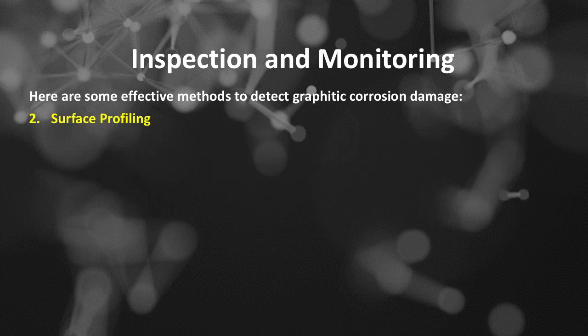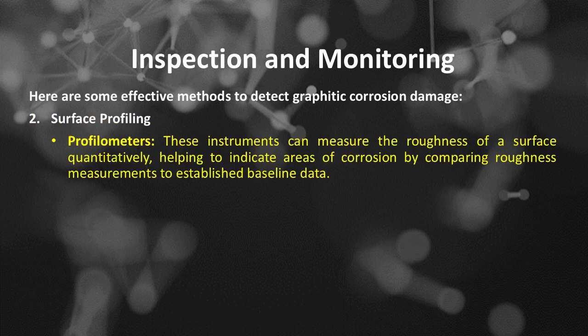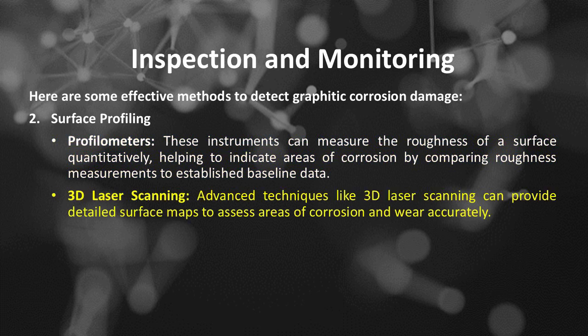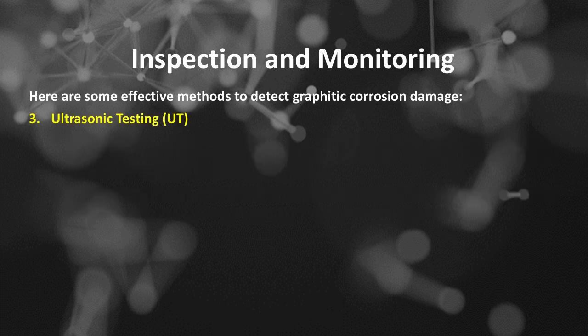Number 2 is surface profiling. Profilometers. These instruments can measure the roughness of a surface quantitatively, helping to indicate areas of corrosion by comparing roughness measurements to established baseline data. 3D laser scanning. Advanced techniques like 3D laser scanning can provide detailed surface maps to assess areas of corrosion and wear accurately.